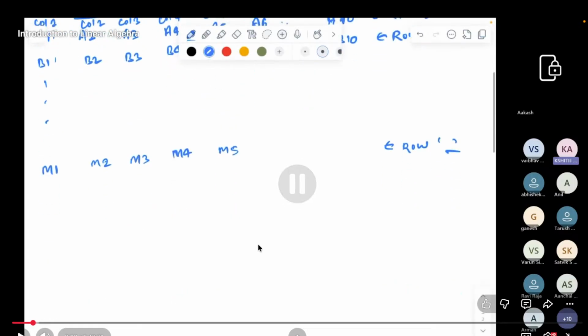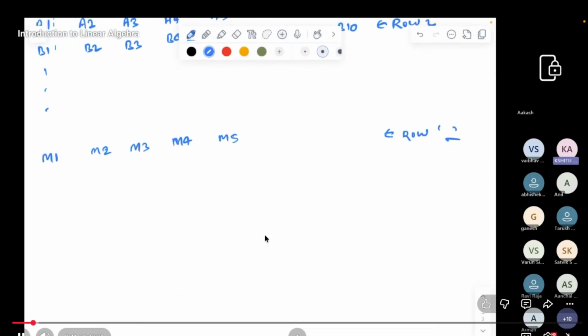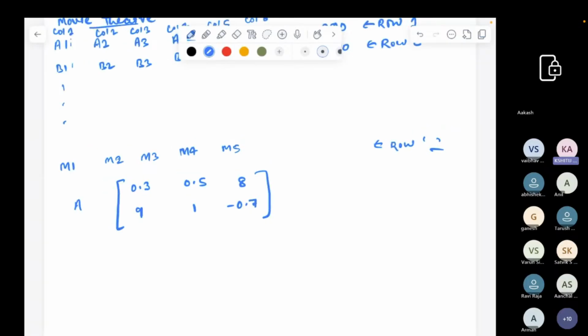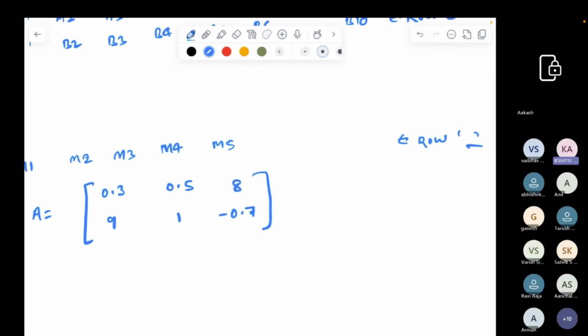Now when we represent it in terms of numerics, we can write something like 0.3, 0.5, 8, 9, 1, minus 0.7. So this is also a matrix. For example, let us say the name of this matrix is A. You see that we have two rows, row 1 and row 2, and we have three columns. This one is column 1, this one is column 2, and this one is column 3. So we have matrix A having two rows and three columns.